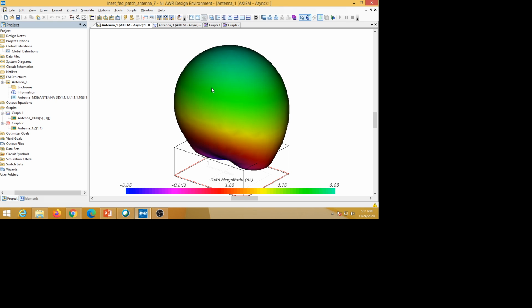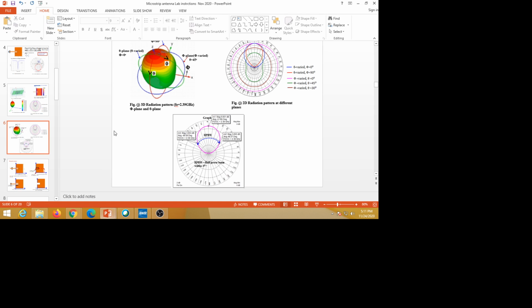This is a 3D pattern. To take cross sections, what we have to do here, this is a 2D graph of the antenna pattern. To get this 2D pattern in the different planes, different planes means in the vertical planes.